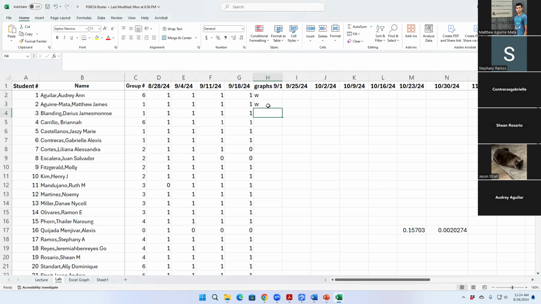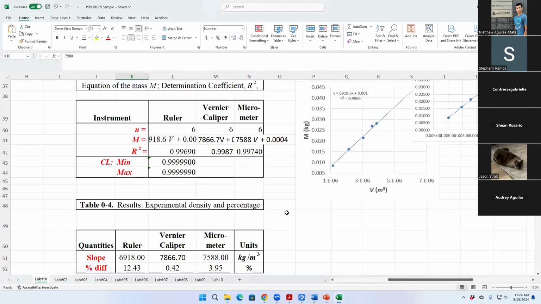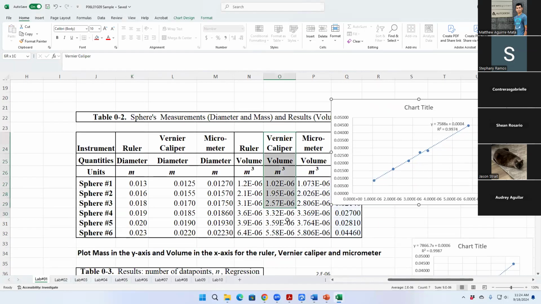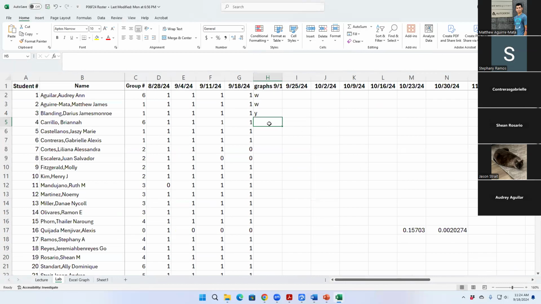Next is Darius. Did you manage to finish the three graphs, Darius? Yes, I believe so. Oh, remember it's three graphs, right? That's right. You gotta plot three graphs. You did? Okay. One for the ruler, the other for the vernier caliper, the other for the micrometer, right? Correct. Okay, good.